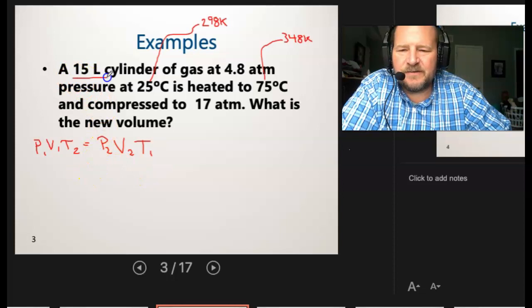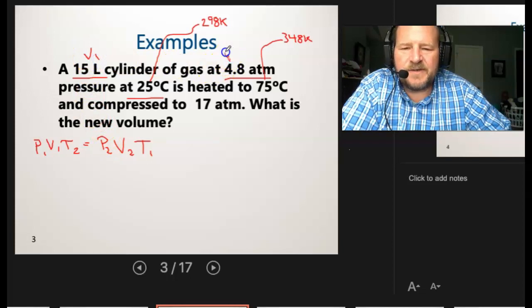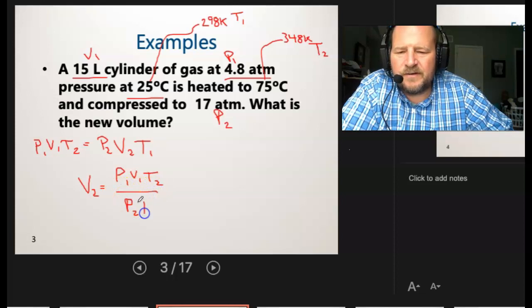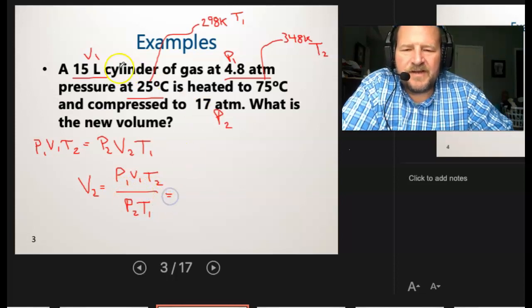So a 15 liter, we're going to let that be V1. Gas, 4.8 atmospheres at 25 degrees C. Those are all my ones. So that's going to be V1. That's going to be P1. This is going to be T1. Is heated. It's going to be T2. And then compressed to P2. We want to know what's V2. So V2 is going to be equal to P1 V1 T2 divided by P2 T1. And now we've got everything labeled up in the question.